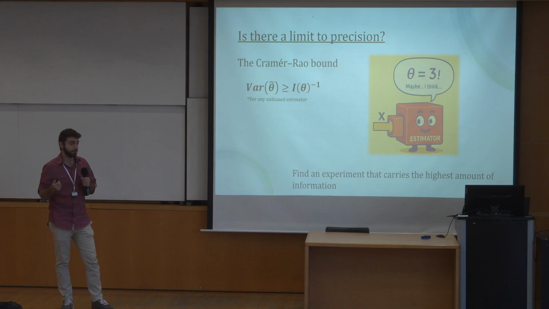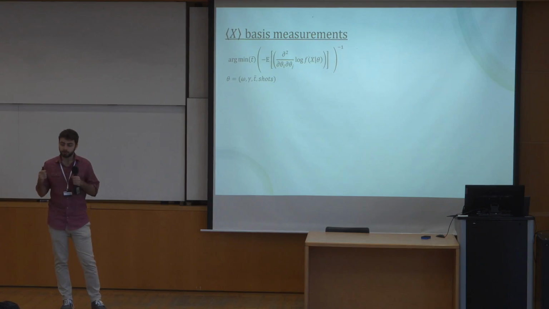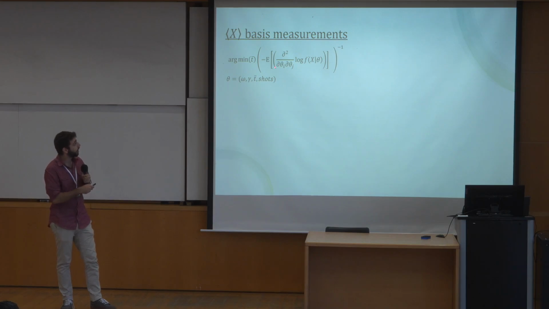So what we need to do is simply find an experiment that carries the highest amount of information. So that's what we'll do. We'll look at the inverse of the Fisher information. Our parameters theta would be omega and gamma, the detuning and dephasing, and the measurement times and the number of shots per measurement. Now, omega and gamma is something that we can't change. What we can change is the measurement times, t, and the amount of shots per measurement time.